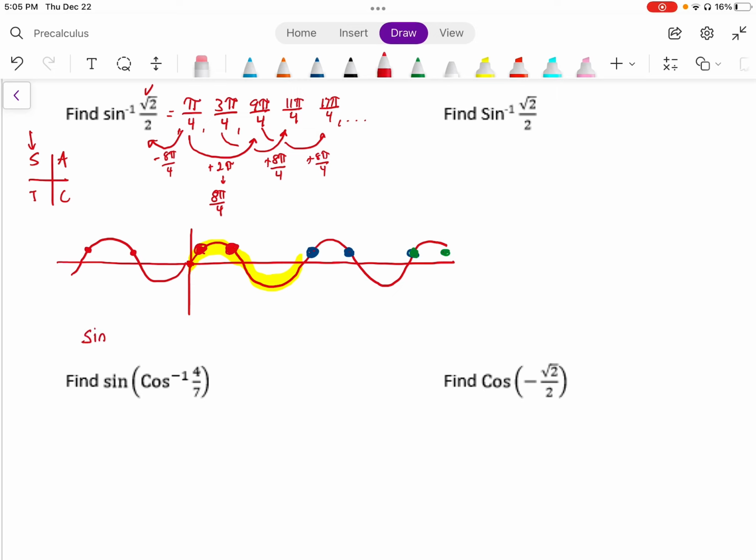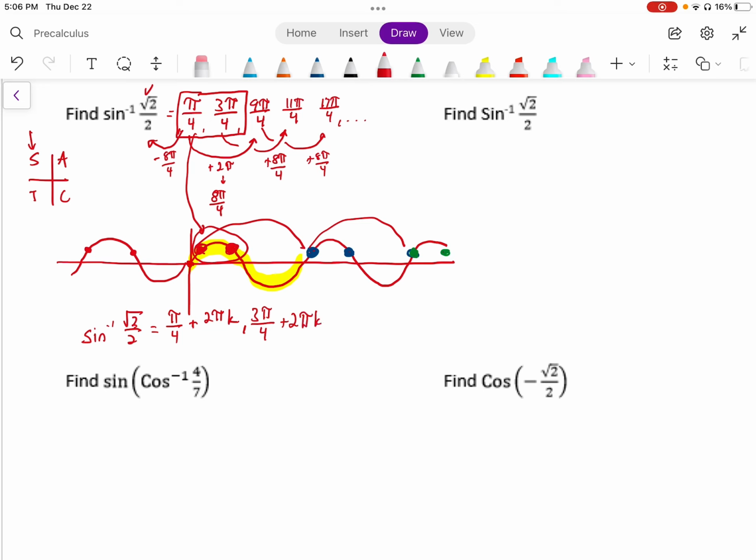And so the way we can write this is inverse sine of root 2 over 2 is, and we'll start really just with the ones in the first period, which match up with these right here. We will write pi over 4 plus 2 pi k, because that gets us to this one and then to the next one. So that's part of it, and then we can write 3 pi over 4 plus 2 pi k, where, put a semicolon here, k is an integer.